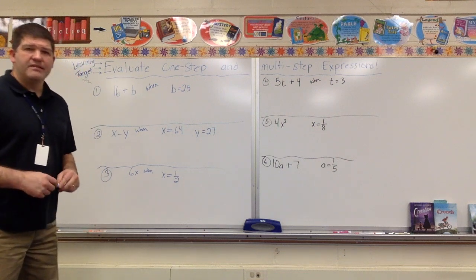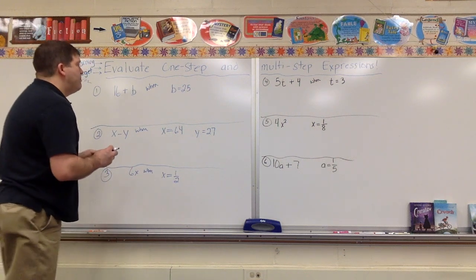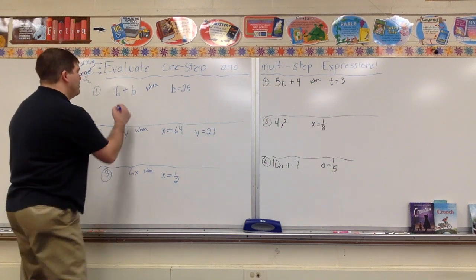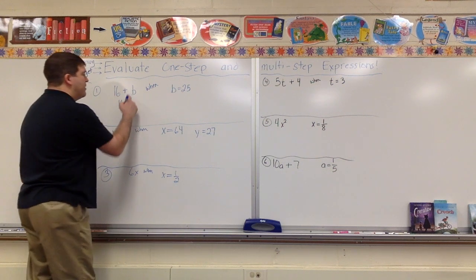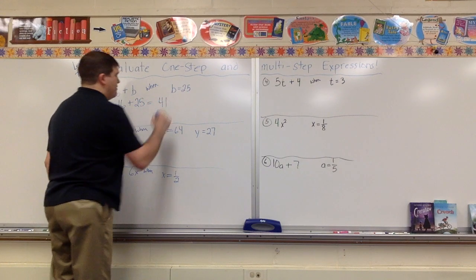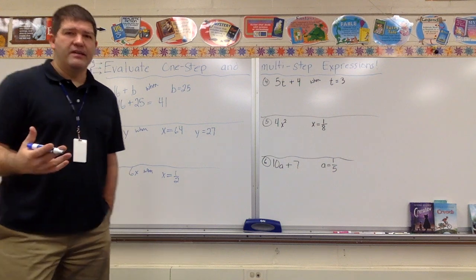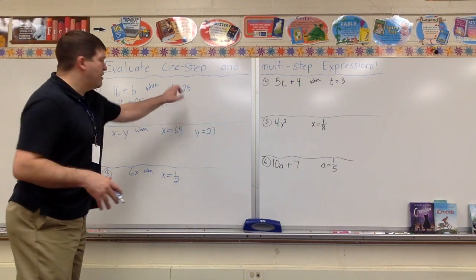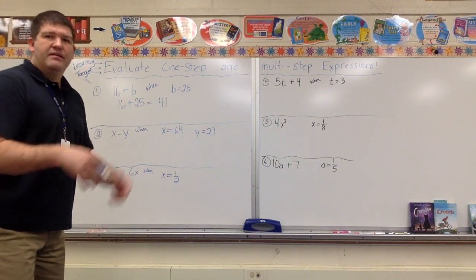16 plus b. It's an algebraic expression. When b is 25, then we can figure out, we can evaluate it. So all we do is 16, I replace the b with 25, and I get 41. All I did was put what b is, exchange the variable for the number that it represents, and solved.